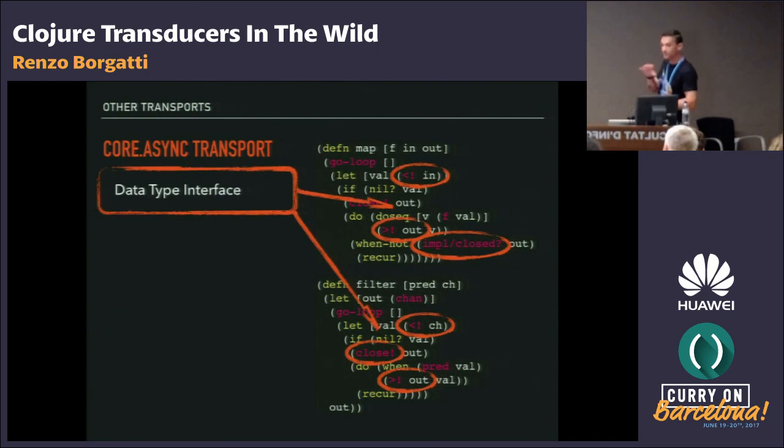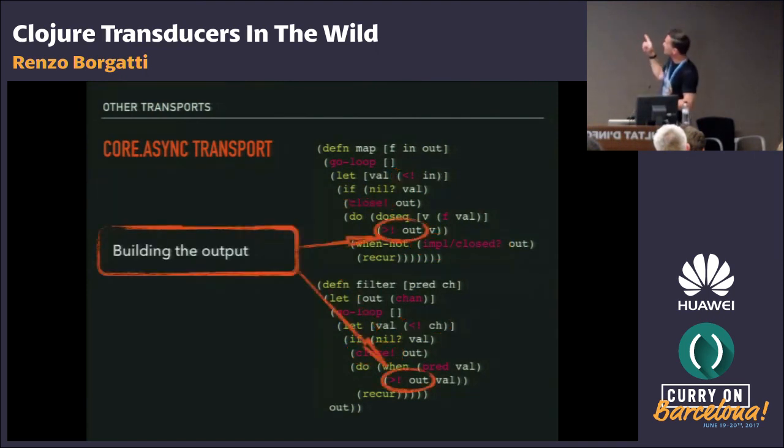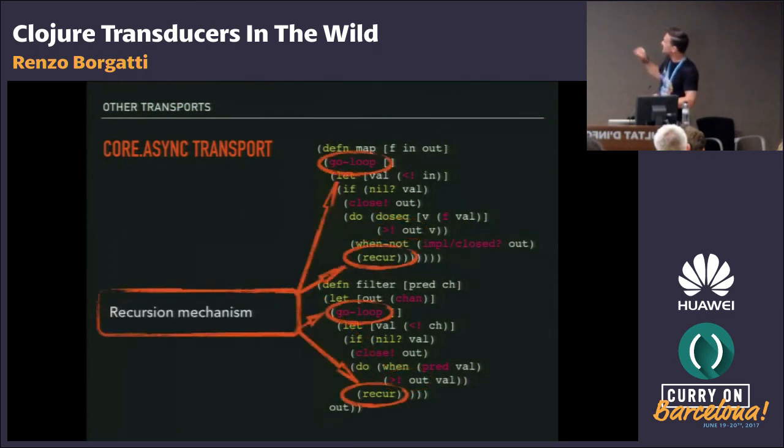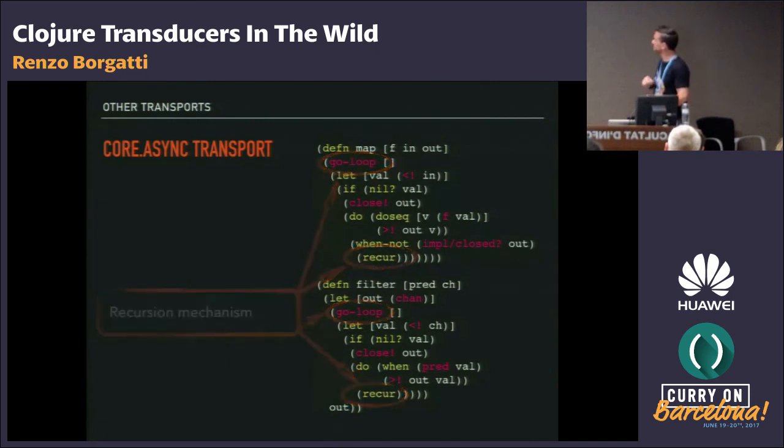And here we are again. So you don't need to understand this, but I'm going to tell you that this is the data type interface, extracting from an input channel, sending down to an output channel, checking if the channel is closed, and so on. Map is at the top, filter is below. And again, this is building the output when we send things in the output channel. This is the recursion mechanism. It is slightly different than before. There is this go-loop macro, and there is the recur, but it's similar. It's doing it again until there are elements in the channel.